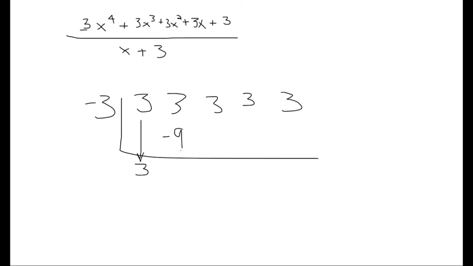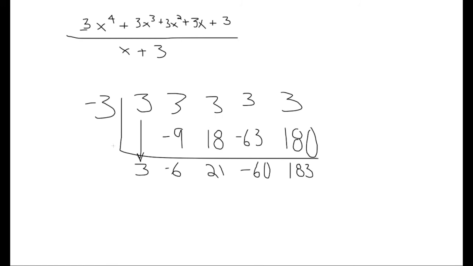Now, adding these together is going to get the coefficient of the next term. So it's going to be negative 6, right? 3 plus negative 9 is negative 6. Negative 6 times negative 3 is just positive 18. We add these together, we get 21. 18 plus 3 is 21. 21 times negative 3 is negative 63. Negative 63 plus 3 is negative 60. Negative 60 times negative 3 is 180. 180 plus 3 is 183.